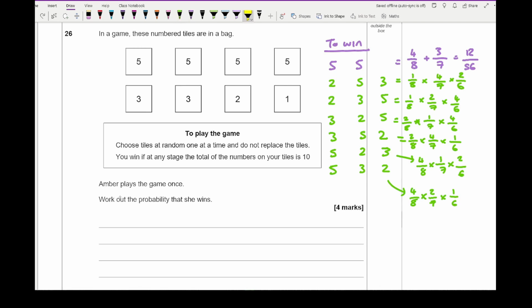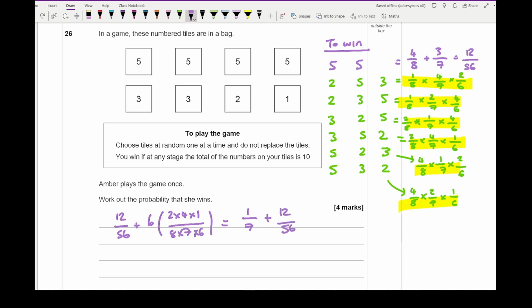What you'll find is that the answers to each of these probabilities that I've written in green are all the same. So if I look at the totals, the total of the purple one is 12 over 56 plus the others. That's 6 lots of 2 times 4 times 1 over 8 times 7 times 6, and that comes to a total of 1 over 7 plus 12 over 56. Working this fraction out, I get an answer of 4 over 14. And there is my answer.